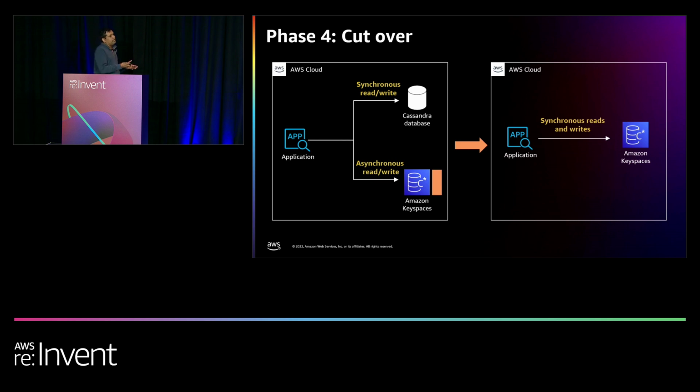And once we got to that high confidence phase, we started switching over the reads and writes to be primary and synchronous on Keyspaces, and then gradually we started terminating or tapering off all of the reads and writes to Cassandra. So this is how we made the switch over an extended period of time, iteratively working through all these phases.